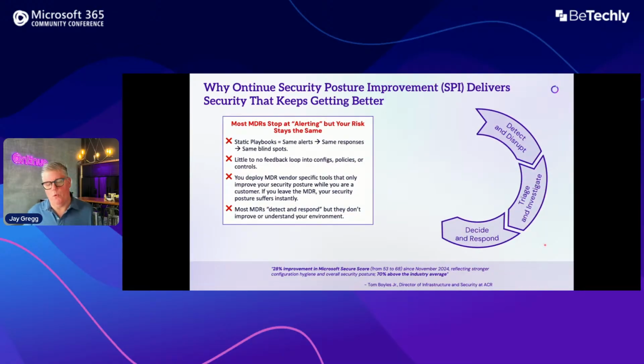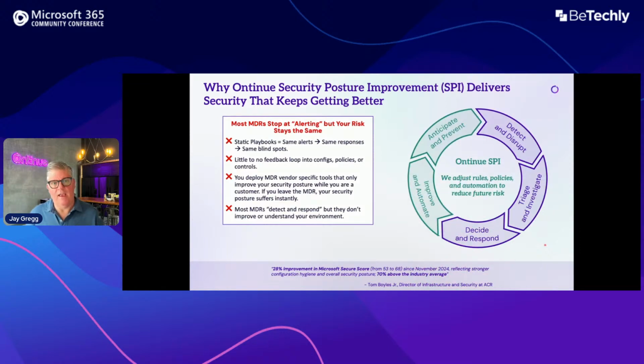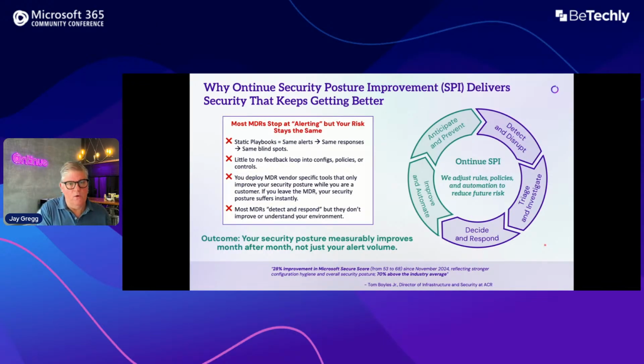And at the end of the day, the right side of the slide is something that every MDR should be doing. They should be detecting and disrupting. They should be doing triage. They should be making decisions and responding. The left side of the slide, though, is very rare and missing in a lot of MDRs. And that is that if we see a threat or something that's problematic, then we want to come back and adjust the rules, policies, and automation to reduce that future risk. And that is why we have such a high retention rate at Ontenue. Our customers tell us that they start with Ontenue in one position and they always end more secure.